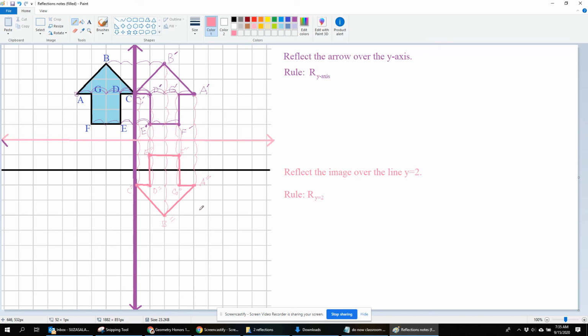Side note, when you do 2 reflections, you end up doing another transformation. We actually rotated around this point of intersection. We'll talk more about that when we do rotations, but I just wanted to mention it. So there are example reflections.